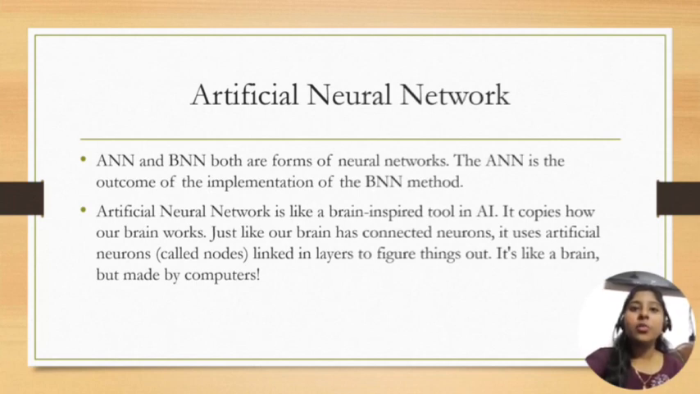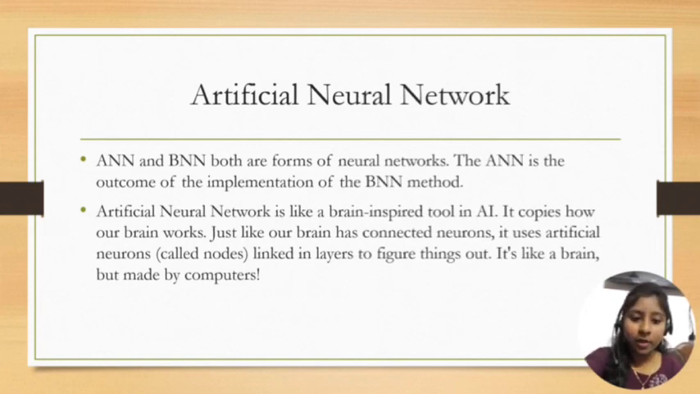Imagine artificial neural networks as computer brains. They are inspired by how our brains work. Instead of real neurons, they use virtual ones called nodes, all connected in layers. These computer brains help machines to learn and solve problems. It's like giving computers a simplified version of your brain's smarts.